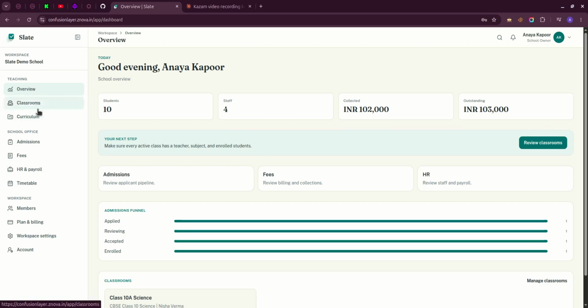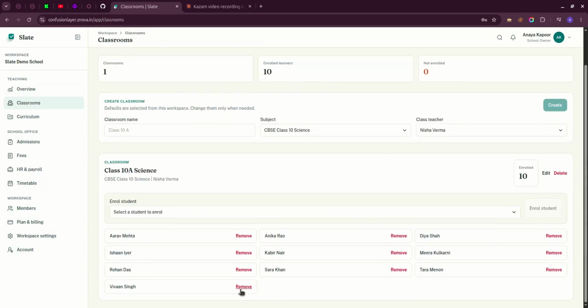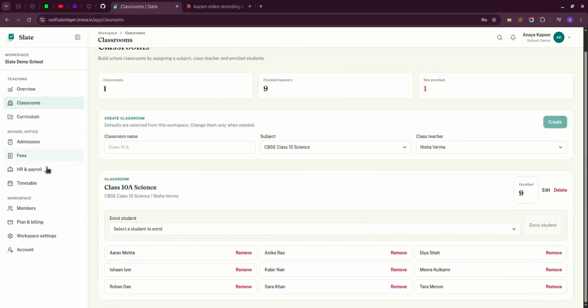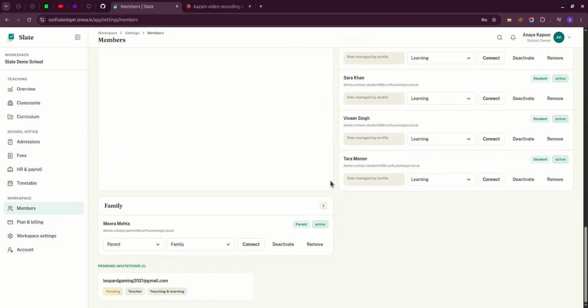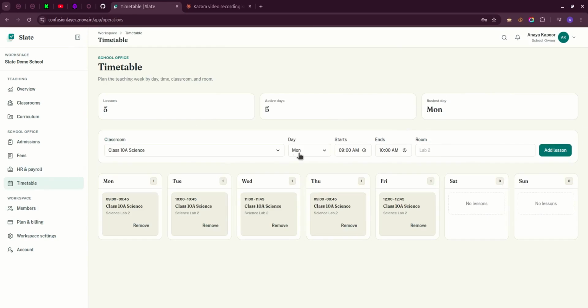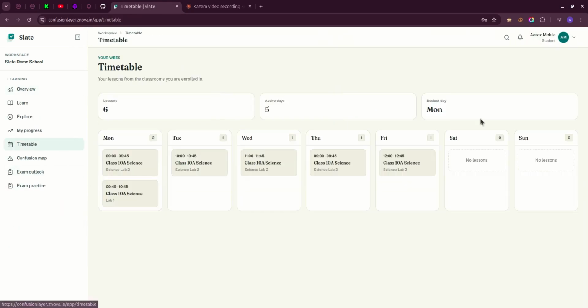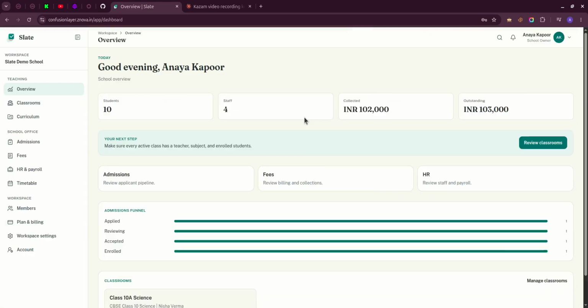Now look at the school layer. The school owner can manage members, roles, classrooms, parents, admissions, fees, HR, attendance, and timetables. Students see their own class timetable. Parents can be connected to students. Teachers see classroom learning. Owners see the workspace. Each role gets the right access, so the product behaves like a real school system.